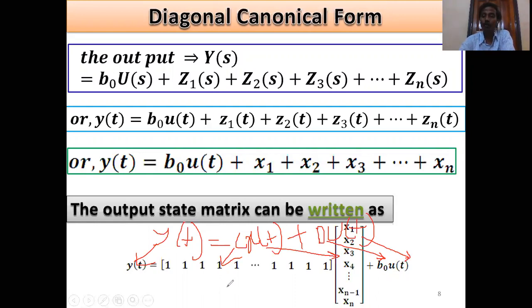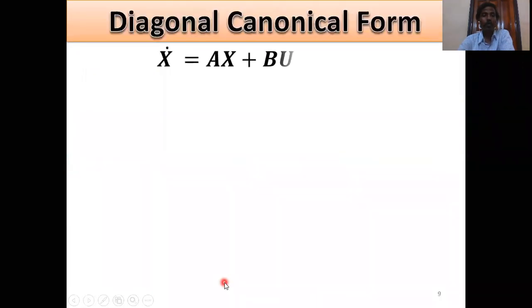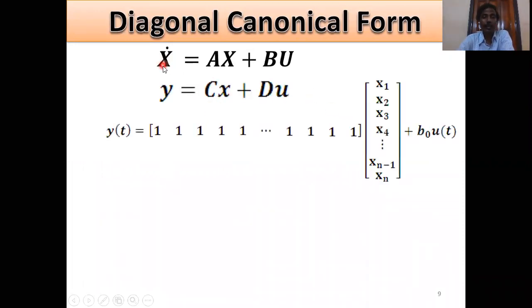So y equals what? u(t) equals u(t) and D equals B0. So x dot equals Ax plus Bu. This is the general form. y equals Cx plus Du. This is the state matrix.